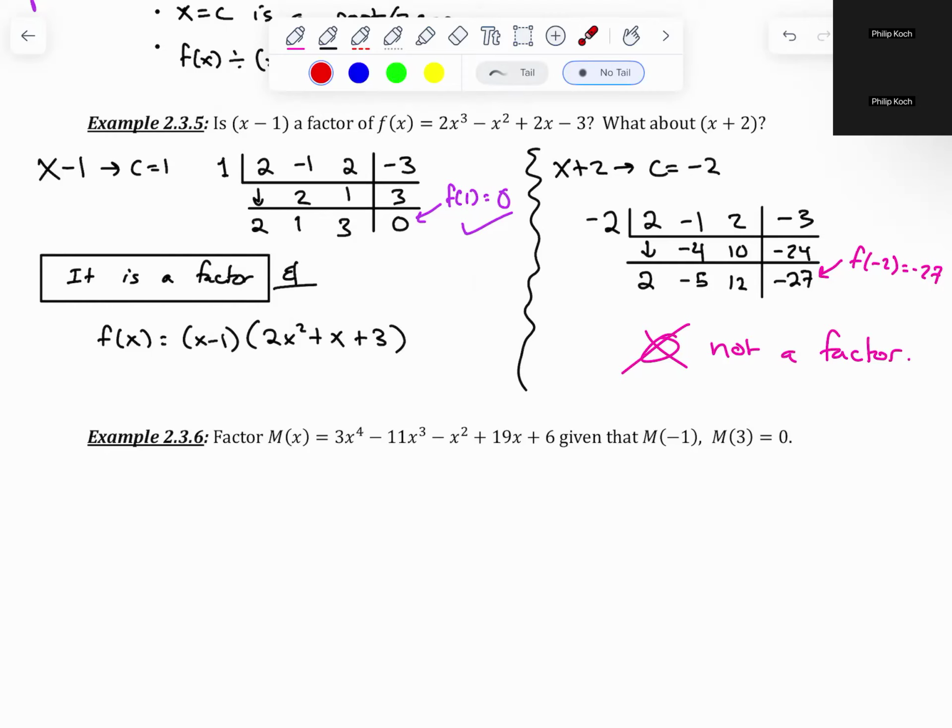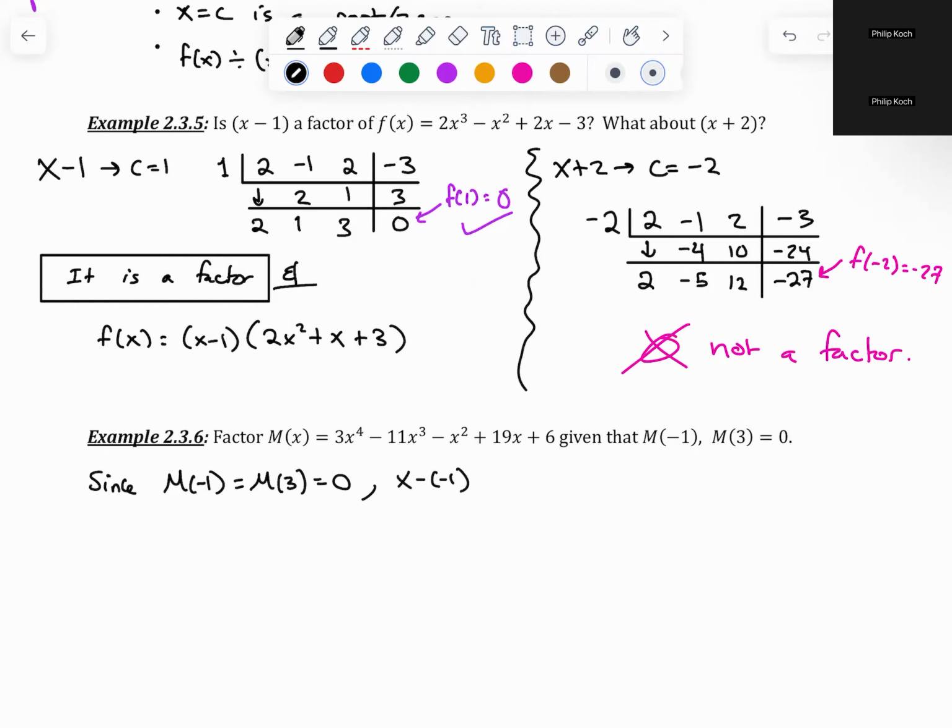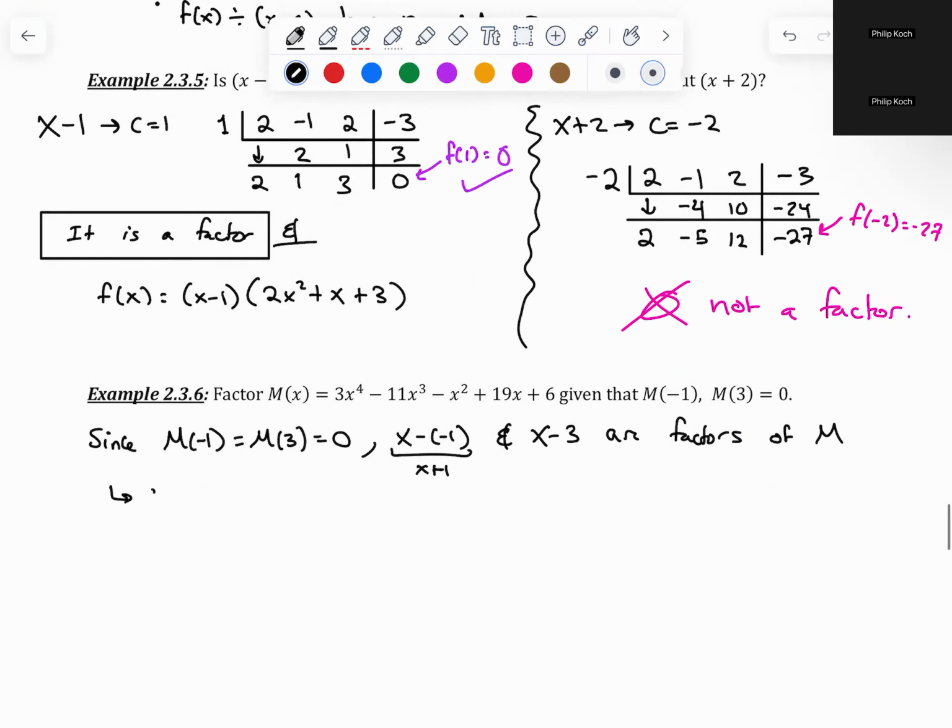And so, since m of negative 1 equals m of 3 equals 0, x minus negative 1, which is x plus 1, and x minus 3 are factors of m. So we can use synthetic division to factor m.